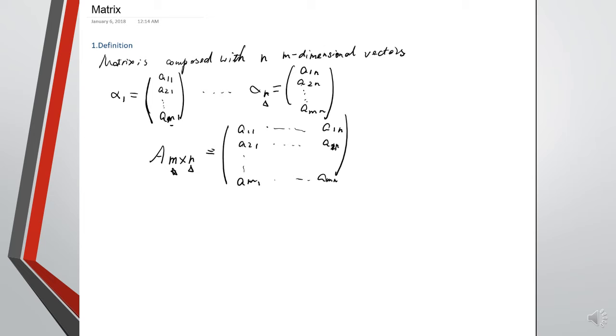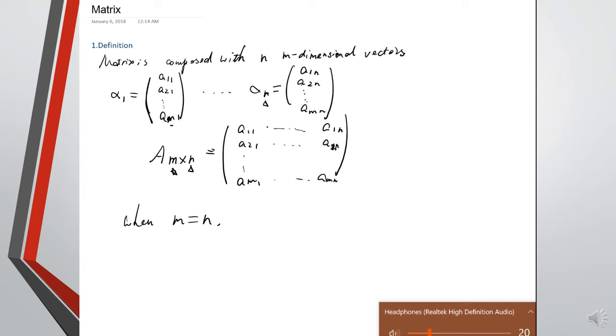So you have to practice this definition by yourself on a piece of paper with your pen, please. Handwriting is so important for you to remember and to understand. We say that m and n are not necessarily the same. However, when m equals n, we call the matrix an nth order matrix.